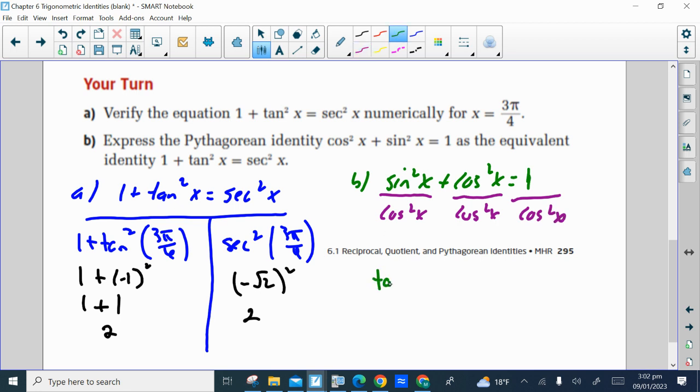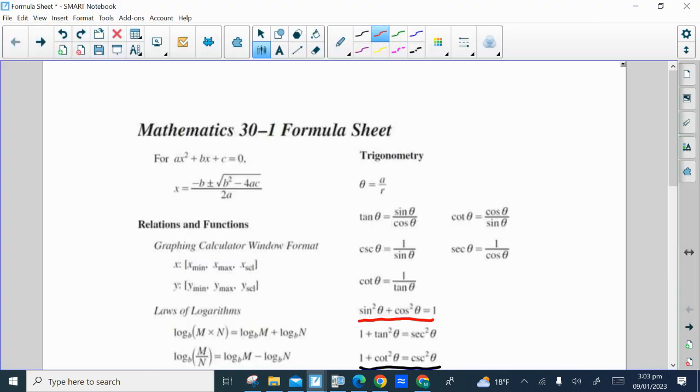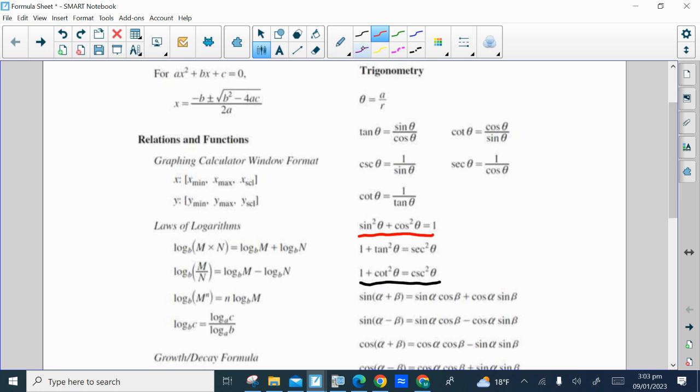Sine over cos is tan. Cos over cos is 1. On the right side, 1 over cos is secant. And that's the same thing as 1 plus tan squared x on the left, equaling sec squared x on the right. So we've just seen where that equation came from, and it's also on the formula sheet. 1 plus tan squared equals secant squared. Right, there it is right there. So now we know where it came from.